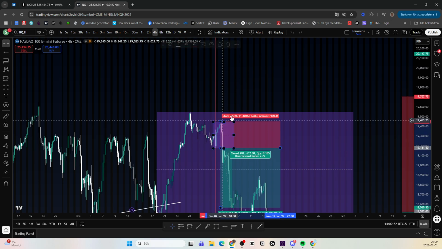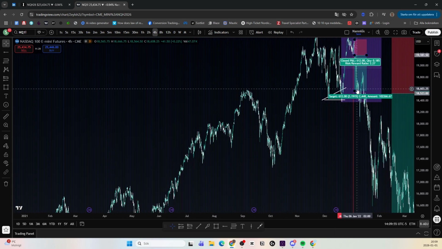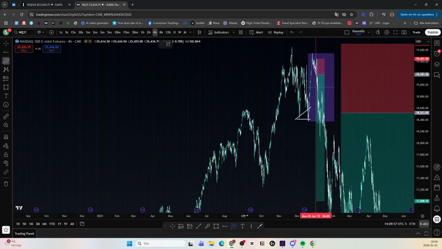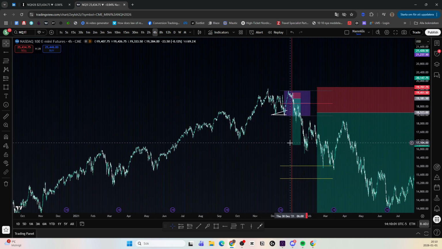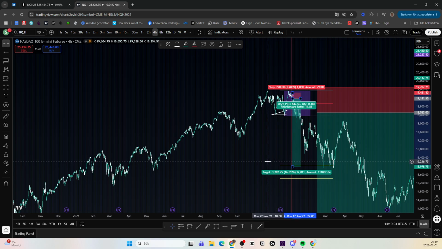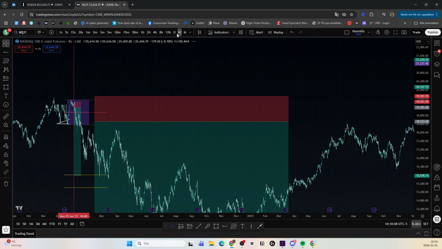Lower time frame, swing. And we hold it towards our standard deviation measured move. There. Pretty damn good swing trade, with good risk-reward in it.